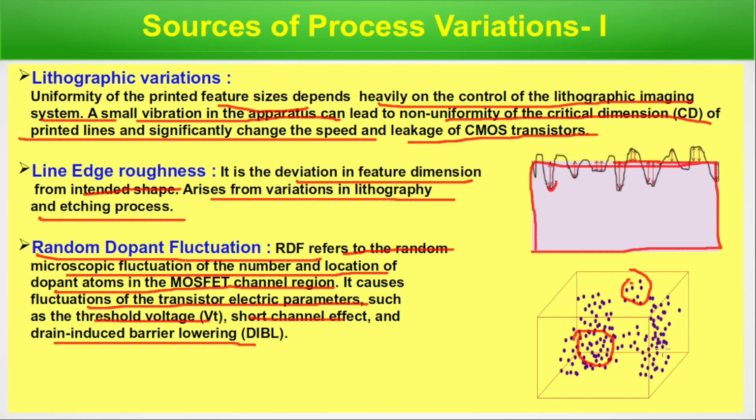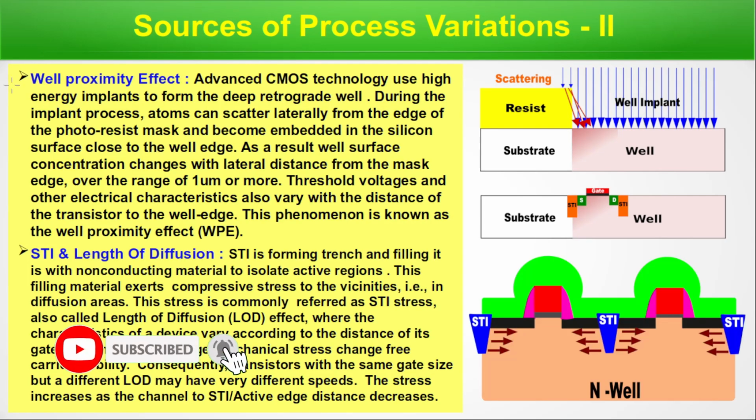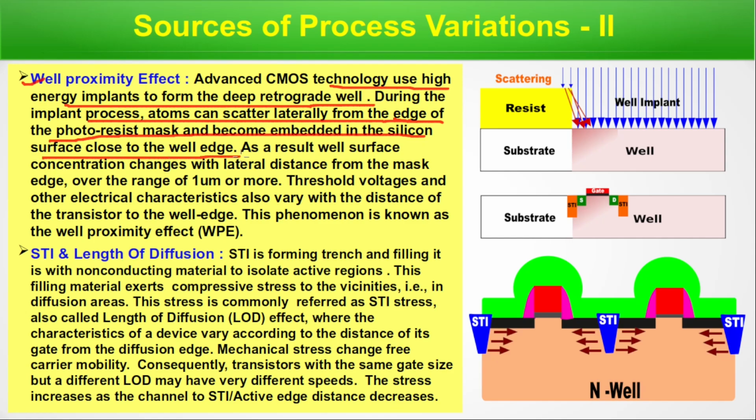Now let's move to the next slide. Sources of process variations: well proximity effect, STI and length of diffusion. Advanced CMOS technology uses high energy implants to form deep retrograde wells. During the implant process, atoms can scatter laterally from the edge of the photoresist mask and become embedded in the silicon surface close to the well edge.